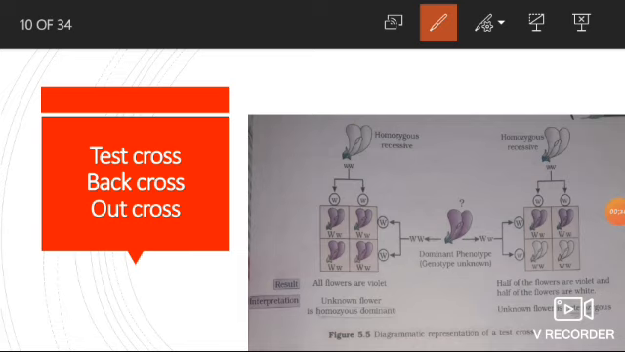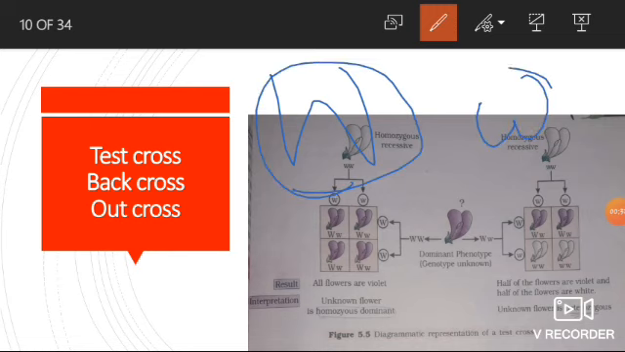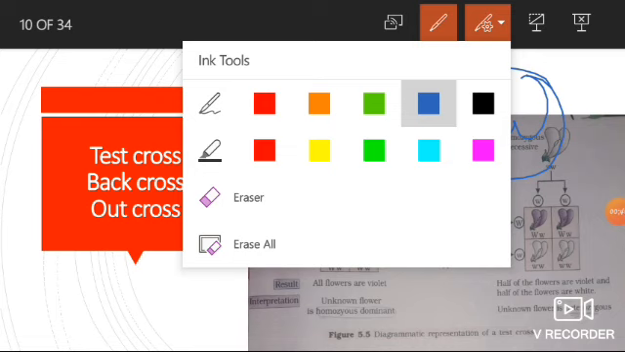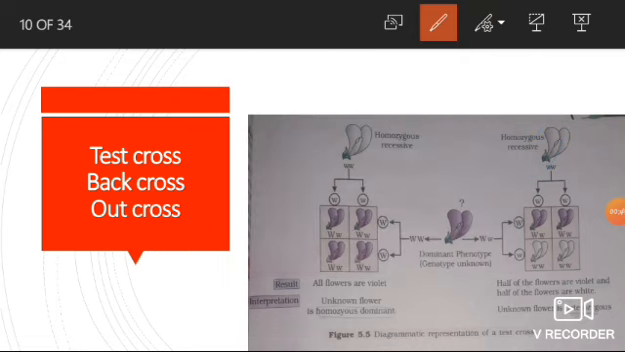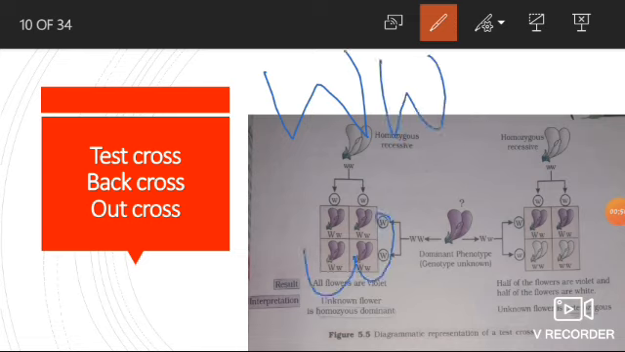Hybrid, if we take the example of flower color, that means either it is violet or white, then it will be represented by capital W and small w. Violet color by capital W and white color by small w. So we have taken this example. Now back cross is a cross which is performed between a hybrid and one of its parents. So parents are purebred lines, that means capital W and small w. This is the parent.